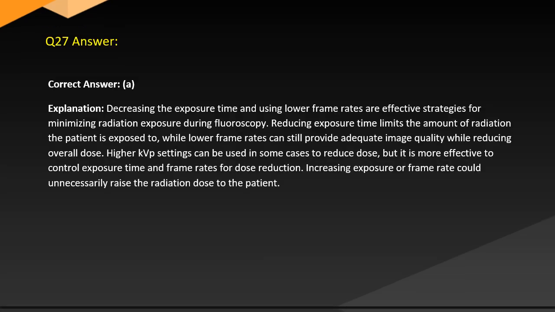Answer. Correct answer: A. Explanation. Decreasing the exposure time and using lower frame rates are effective strategies for minimizing radiation exposure during fluoroscopy. Reducing exposure time limits the amount of radiation the patient is exposed to, while lower frame rates can still provide adequate image quality while reducing overall dose. Higher kVp settings can be used in some cases to reduce dose, but it is more effective to control exposure time and frame rates for dose reduction. Increasing exposure or frame rate could unnecessarily raise the radiation dose to the patient.